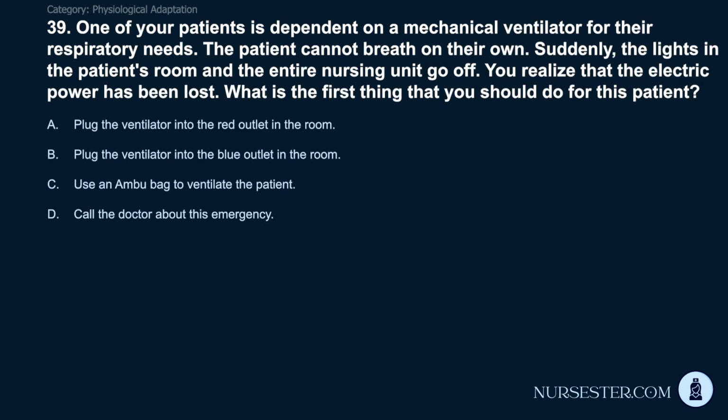39. One of your patients is dependent on a mechanical ventilator for their respiratory needs. The patient cannot breathe on their own. Suddenly, the lights in the patient's room and the entire nursing unit go off. You realize that the electric power has been lost. What is the first thing that you should do for this patient? A. Plug the ventilator into the red outlet in the room. B. Plug the ventilator into the blue outlet in the room. C. Use an ambu bag to ventilate the patient. D. Call the doctor about this emergency. Correct answer, A. Plug the ventilator into the red outlet in the room.